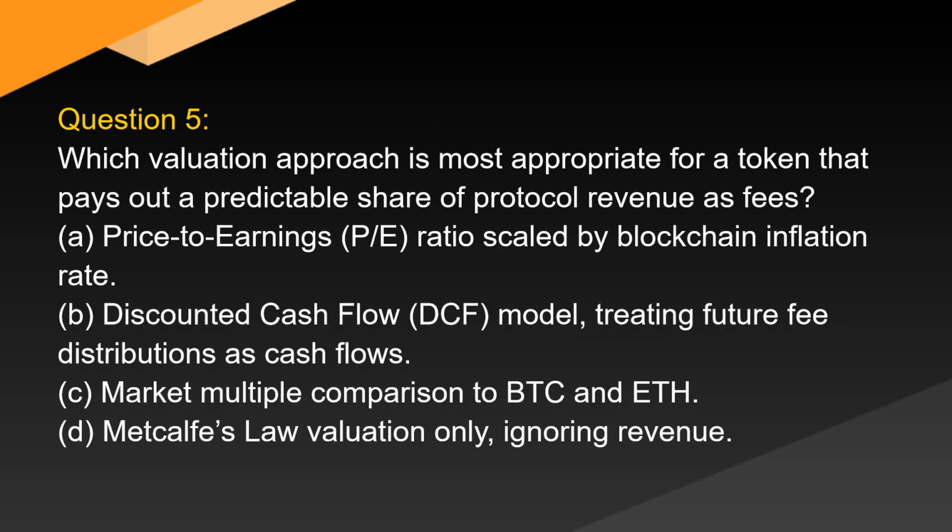Question 5. Which valuation approach is most appropriate for a token that pays out a predictable share of protocol revenue as fees? A. Price to earnings, P/E ratio scaled by blockchain inflation rate. B. Discounted cash flow, DCF, model, treating future fee distributions as cash flows. C. Market multiple comparison to BTC and ETH. D. Metcalfe's law valuation only, ignoring revenue.